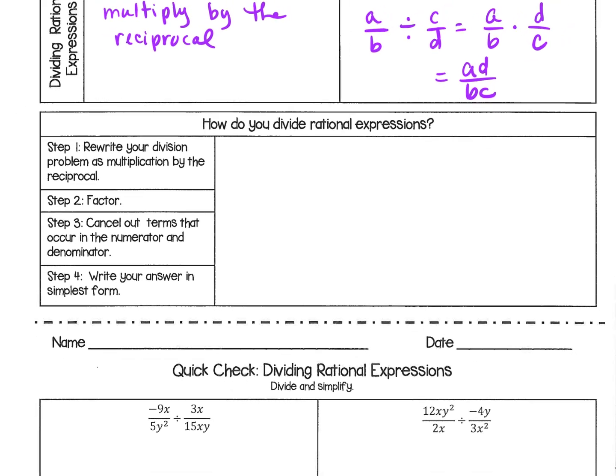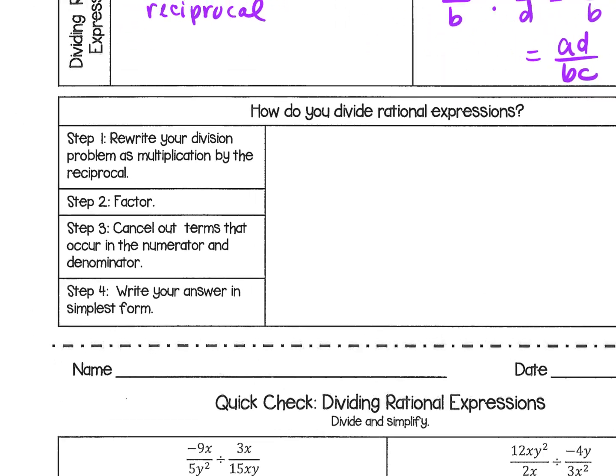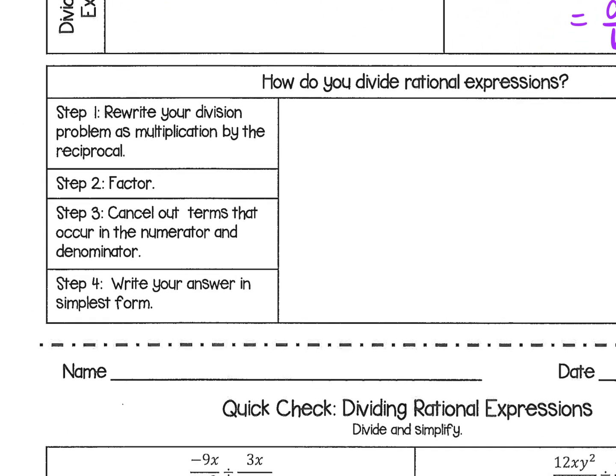So let's look at this. It says, how do you divide a rational expression? Rewrite as multiplication. Factor. Cancel out the terms and then write in simplest form. After step 1, aren't the next 3 steps the exact same ones we did for multiplying? So once you switch it, now you're just doing the multiplication thing again. So let's look at one of those.